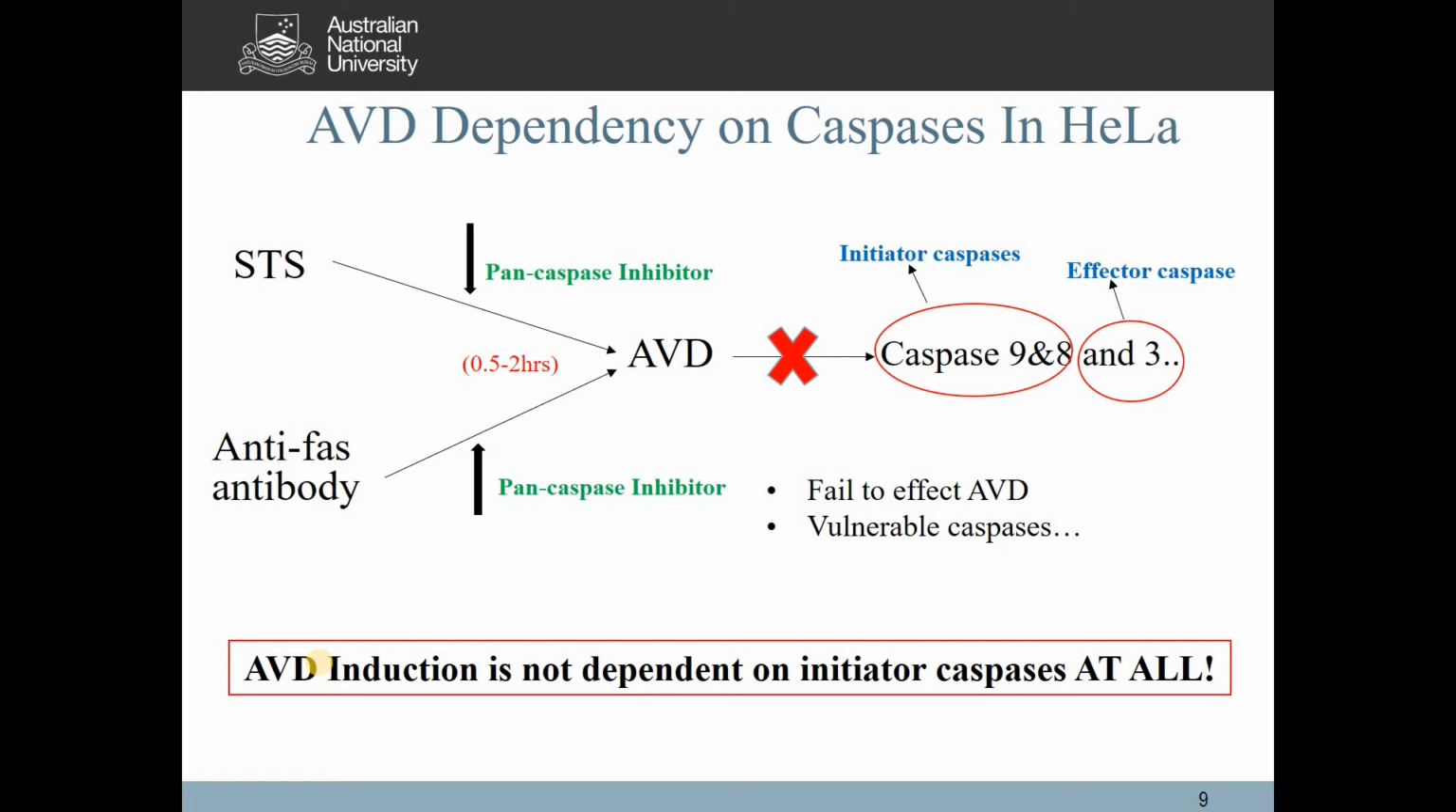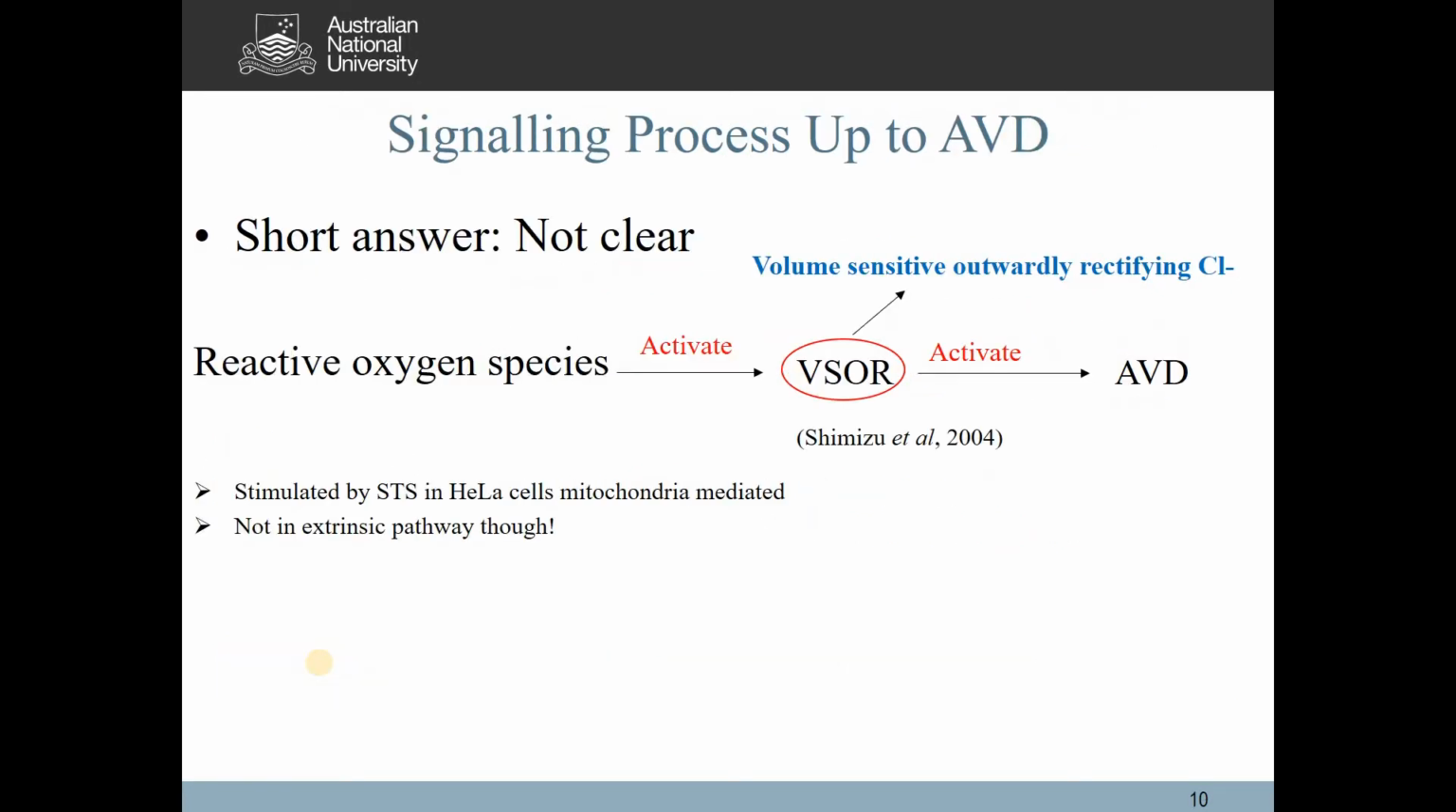A phenomenon to observe. And lastly, I'm going to quickly talk about what would actually give rise to signals. What signals the AVD to occur? We know that KCl efflux is a causative agent, but what actually gives rise to AVD? We don't know yet. The short answer is that we're not sure, we're not clear. But there are some experiments done here and there.